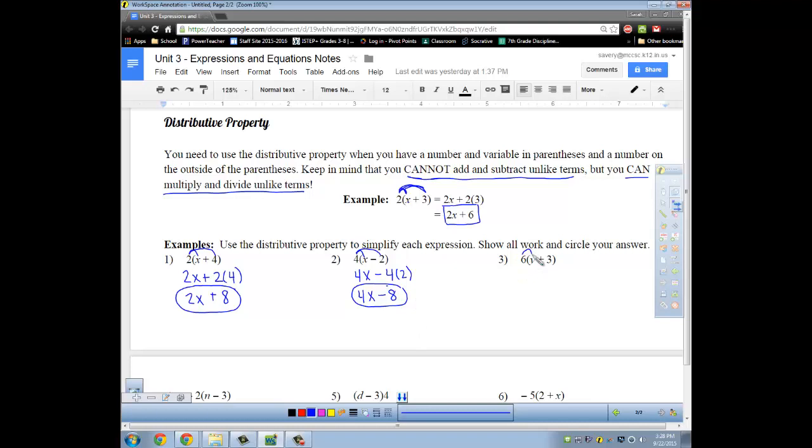Number 3, shoo, shoo. 6 times y is 6y. 6 times 3. So again, make sure you multiply that number on the outside by everything on the inside. So you get 6y plus 6 times 3 is 18. Done. So your answer should always look like this. You have a term with a variable, and you have a constant.